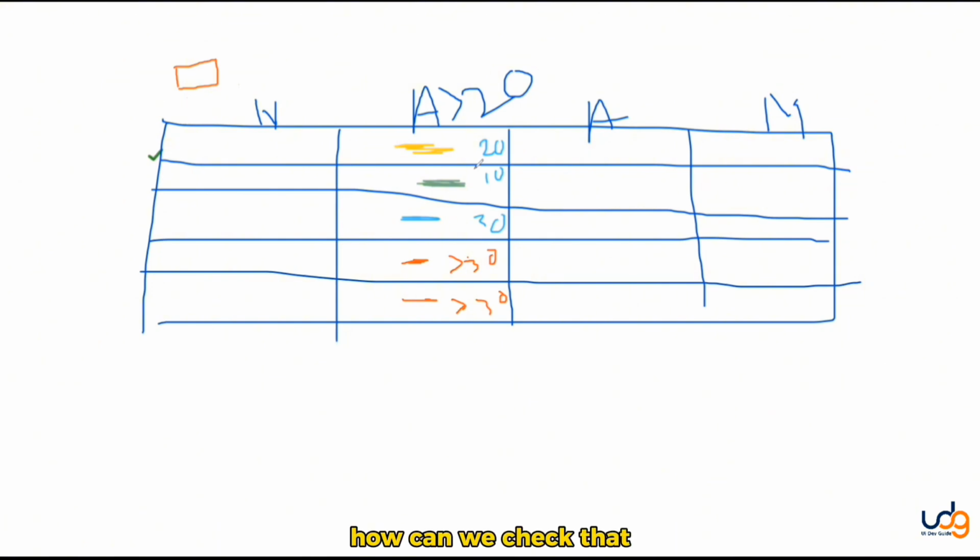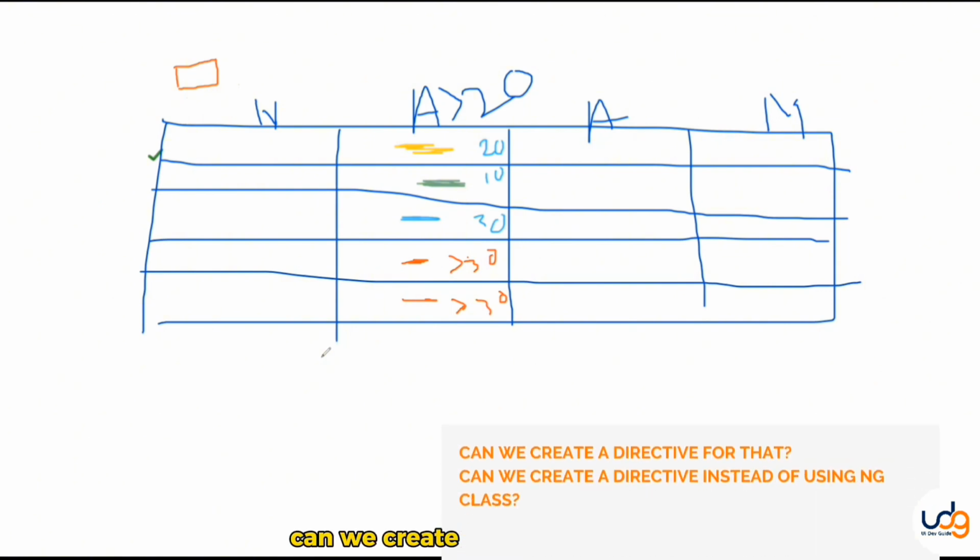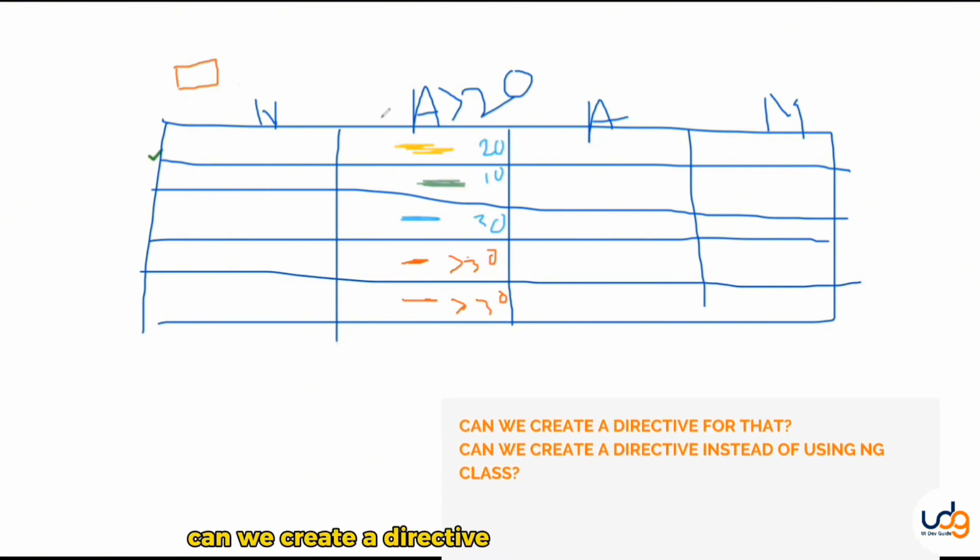How can you check that? I can use ng class in that case, the attribute directive. Correct. Where we can add the condition accordingly, we can provide the color. Can we create a directive for that? Can we create a directive instead of using ng class? Like a custom directive. Yeah, we can create. What will you pass to your directive and how will you check it? What exactly will you pass?